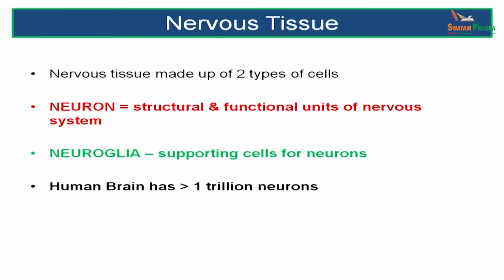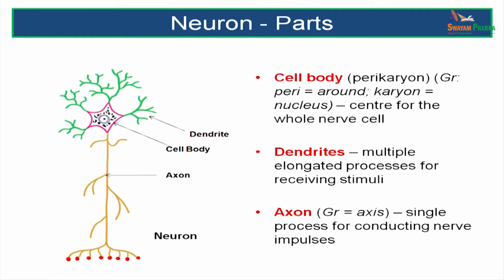The neuron is the structural and functional unit of the nervous system, whereas the neuroglia support. The human brain has more than 1 trillion neurons. Let's look at the structure and parts of the neuron. The neuron is made up of a cell body. The cell body has short branching processes like a tree, which are called the dendrites. There is a long slender process which is called the axon, and the axon ends in terminal boutons.